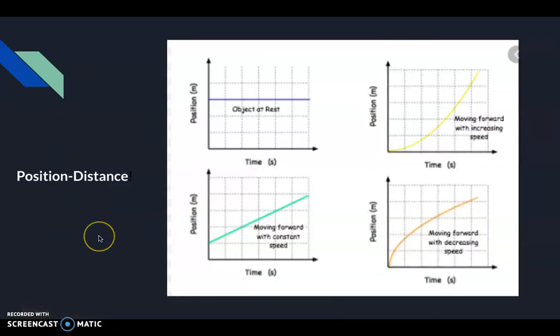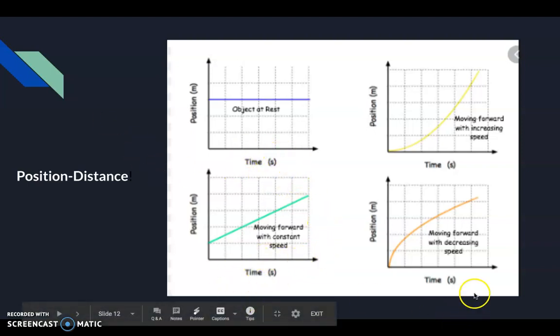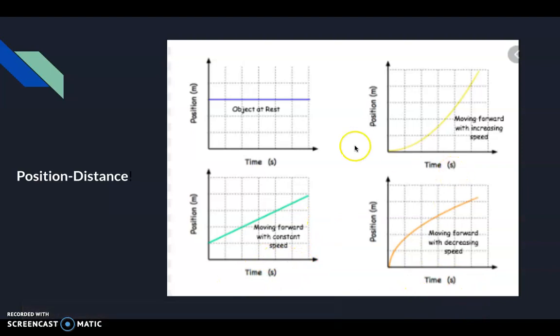Okay, now we also can use graphs to interpret the motion of an object as well. And so something that I'm going to say is a key way to identify the type of motion is always looking at the y-axis first. Depending on what the y-axis says, you will interpret the graph in a certain way. When we're talking about motion graphs, however, time is always going to be on the x-axis.